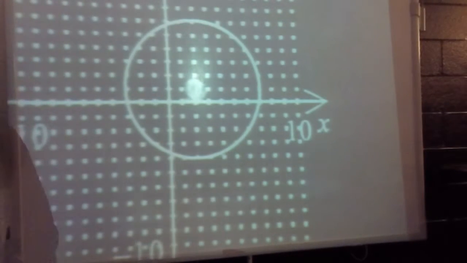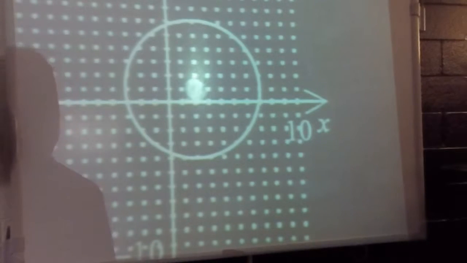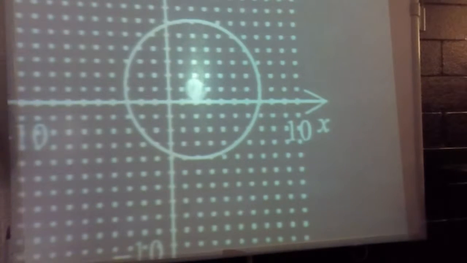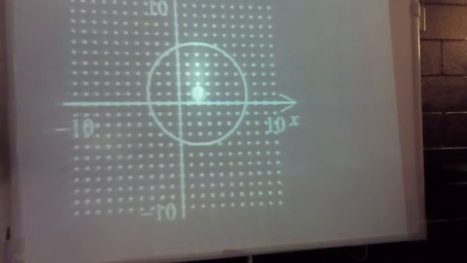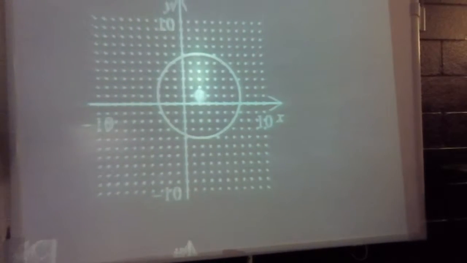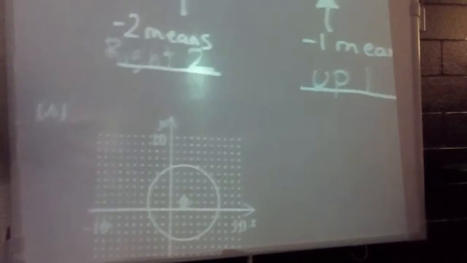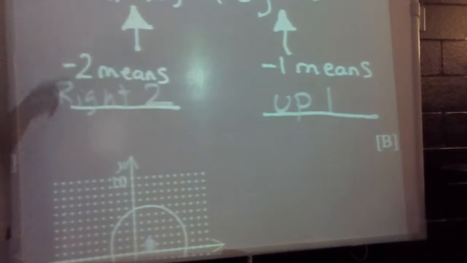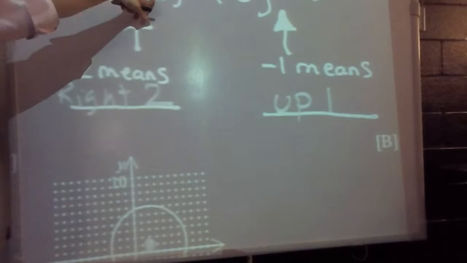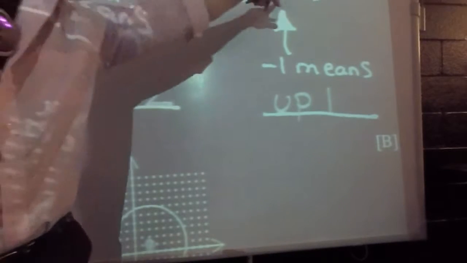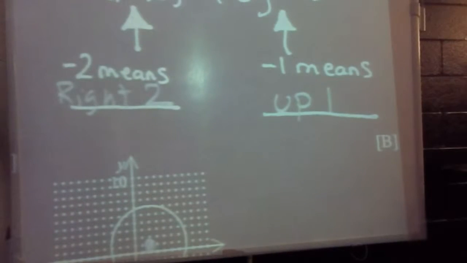So parentheses move the circle left and right, up and down. The numbers with x go which direction? Right or left? Right, left. The numbers with y go what direction? Up or down. But always remember what about those numbers? They're opposite. Opposite of this, right 2, opposite of that, up 1.